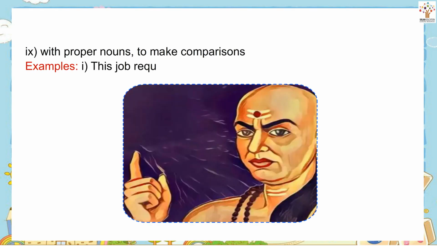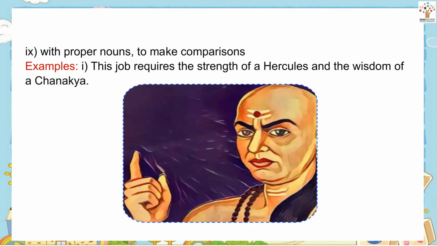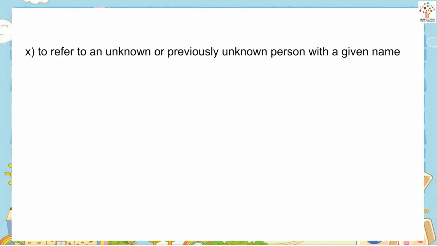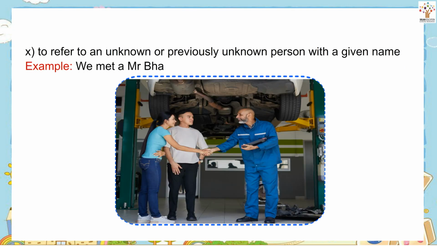With proper nouns to make comparisons. Examples: this job requires the strength of a Hercules and the wisdom of a Chanakya. Mukesh will surely grow up to be a second Milkha Singh. To refer to an unknown or previously unknown person with a given name. Example: we met a Mr. Bhargav who helped us to repair the car.